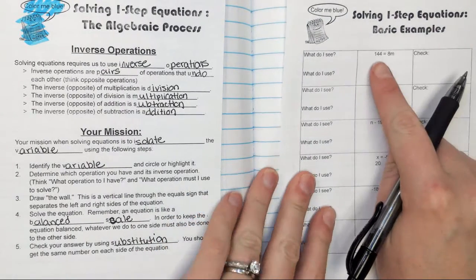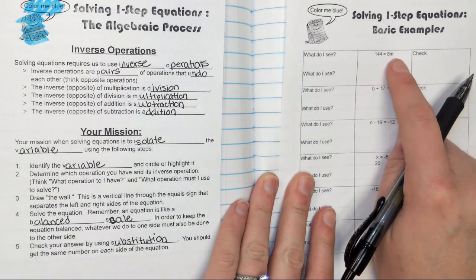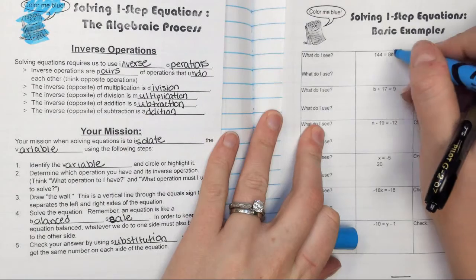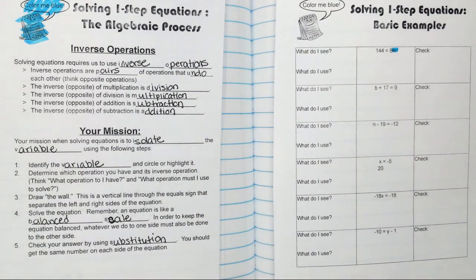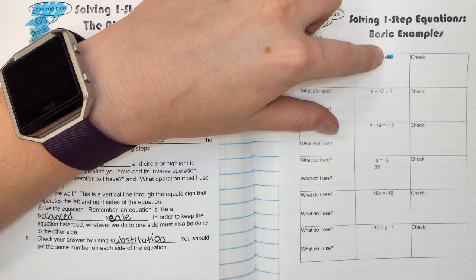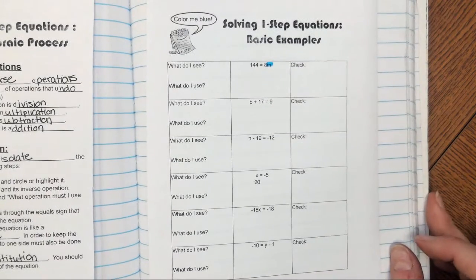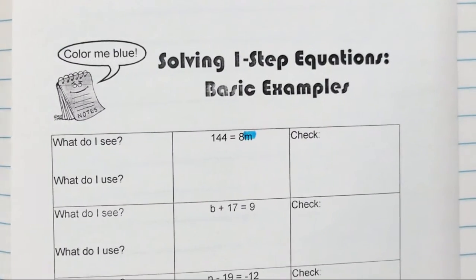My first example, I have 144 is equal to 8m. So my variable is m. I'm going to use a highlighter. I'm going to highlight it. Variable is m. Alright, and then I need to think about what operation do I see with the variable 8m. Well, that's going to be multiplication. Those two, the 8 and the m, are right next to each other. And we learned that that means multiplication.